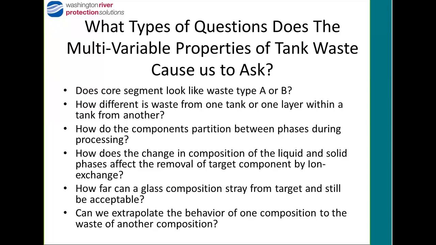How does the change in composition in a liquid phase affect the removal target by ion exchange? When we vitrify this waste into glass, you'll have a target glass composition for each waste. How far can you deviate from that glass composition and still make acceptable glass? Because it's hard to manufacture glass to a perfect specification. And can we extrapolate the behavior of one waste composition to another?